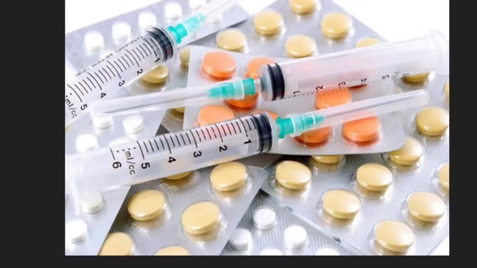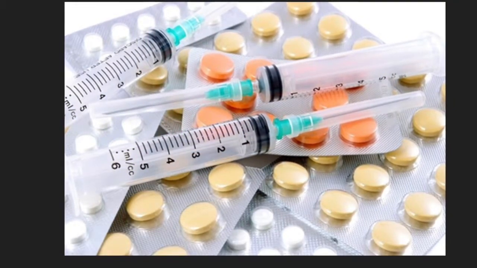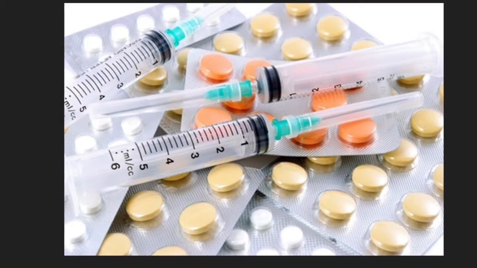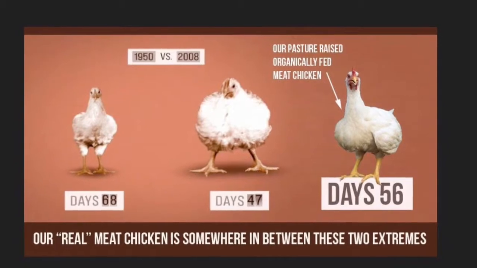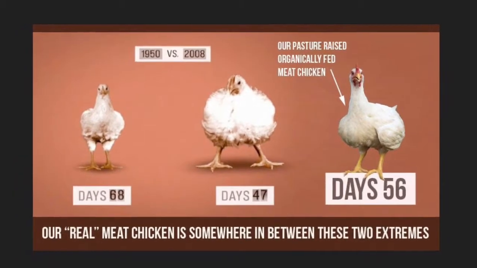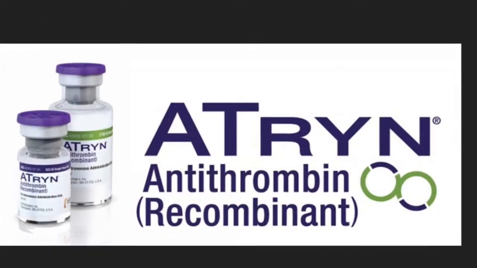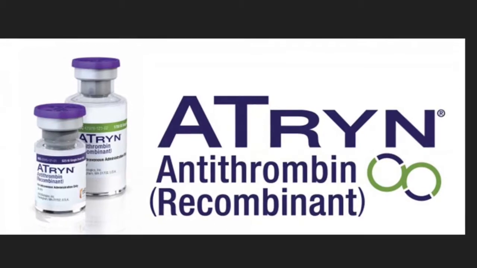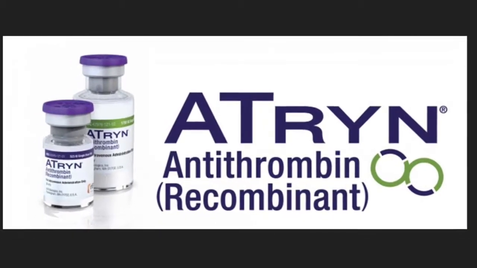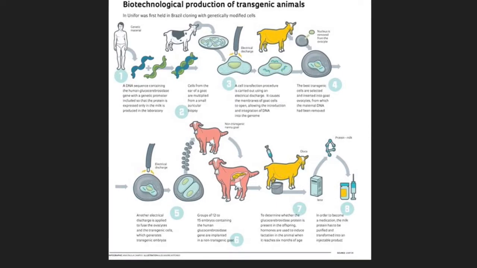But not all GMOs are used for the food industry. For example, some GMOs are used in the medical field, such as the case with Atryn, the first drug made from a genetically engineered animal to be approved by the FDA. Atryn is a blood thinner made from genetically modified goat's milk. GTC Biotherapeutics makes Atryn as an injection that will be used to treat patients with a rare hereditary disorder called antithrombin deficiency that puts them at a high risk for deadly blood clots.